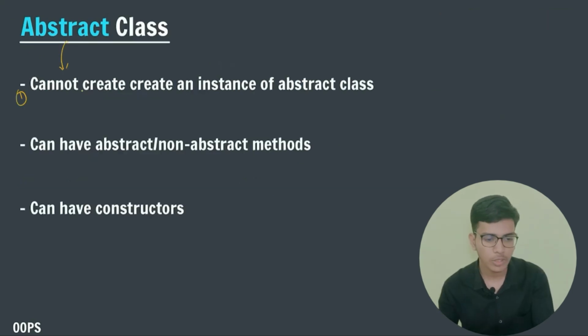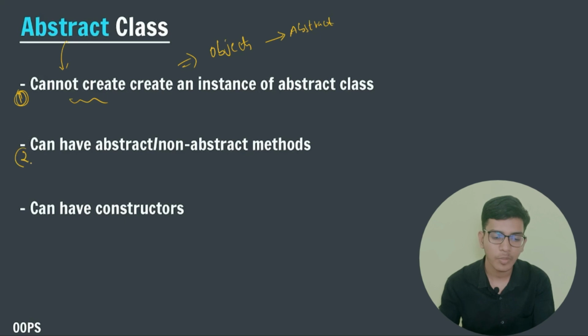So let us talk about the properties of an abstract class. The first one is that we can't create an instance of an abstract class. It means that we can't create objects of an abstract class. After that, the second property is that it can have abstract and non-abstract methods also.